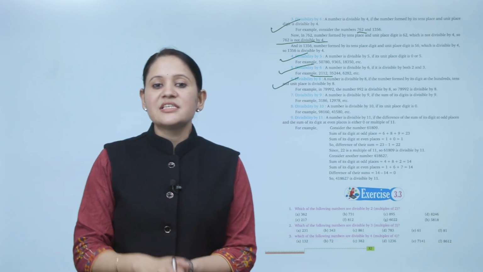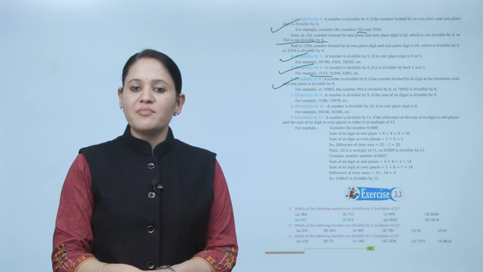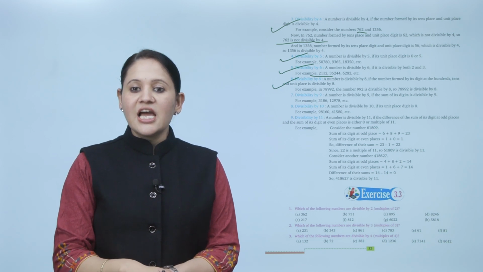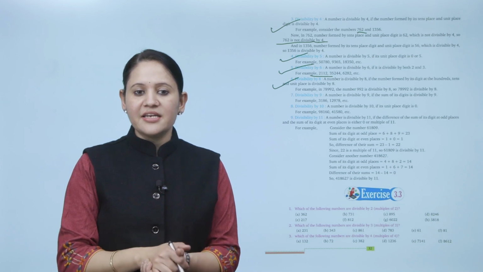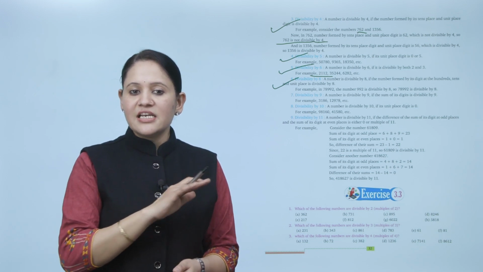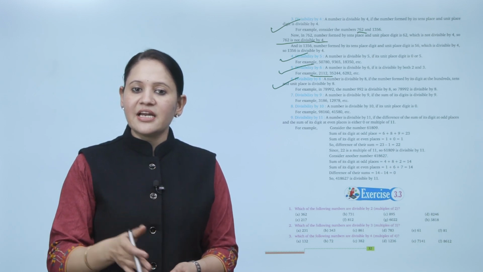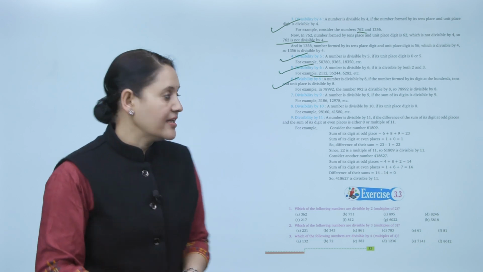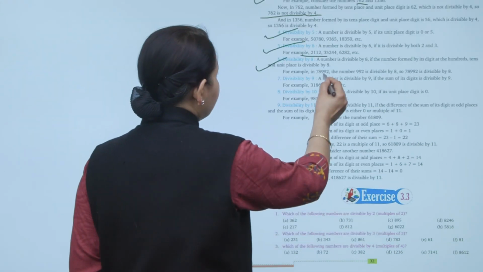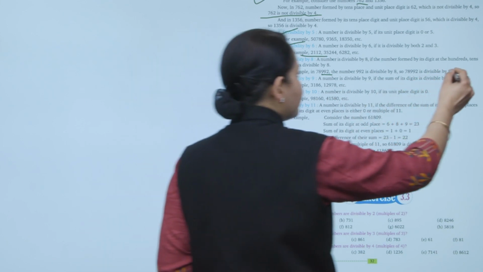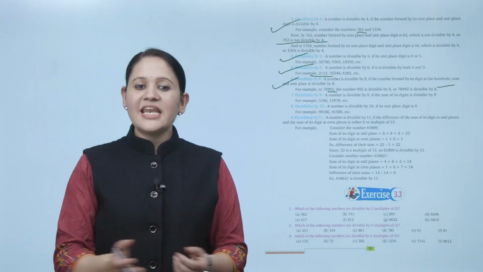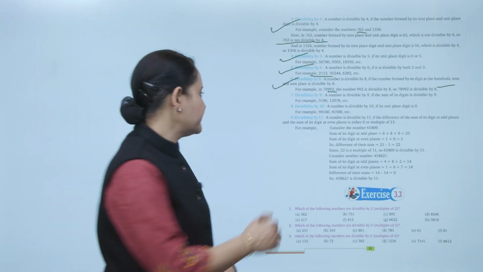A number is divisible by 8 if the number formed by its digits at the hundreds, tens and unit place is divisible by 8. Means from the right hand side, the last 3 digits are divisible by 8. That means the given number is divisible by 8. Here, the last 3 digits are 992. That is divisible by 8. So the given number is divisible by 8. Next is divisibility by 9.